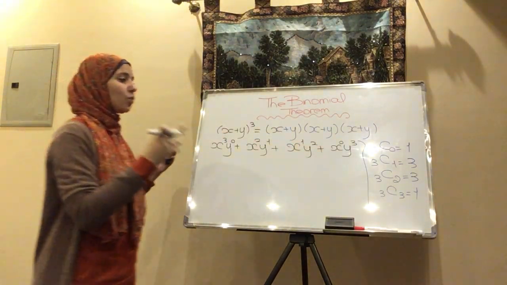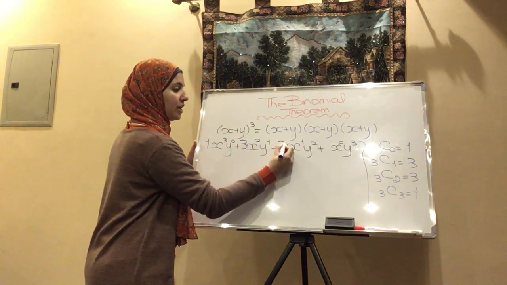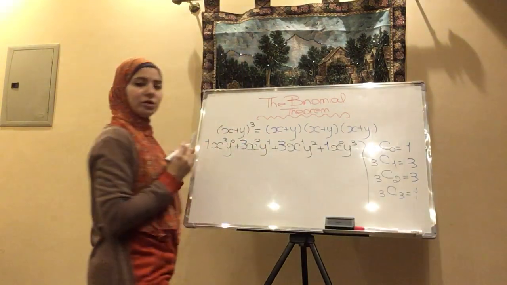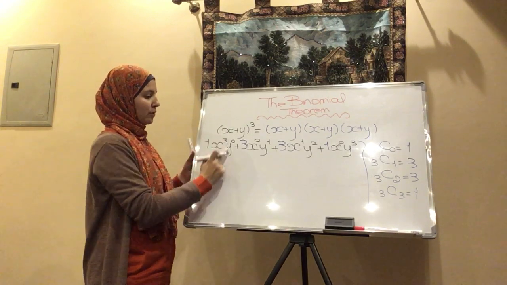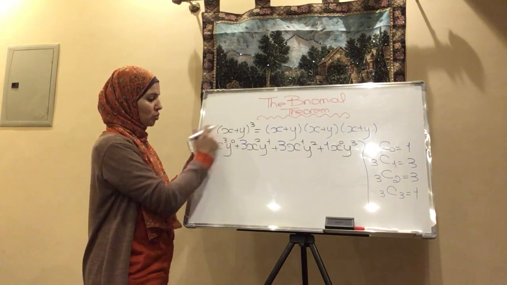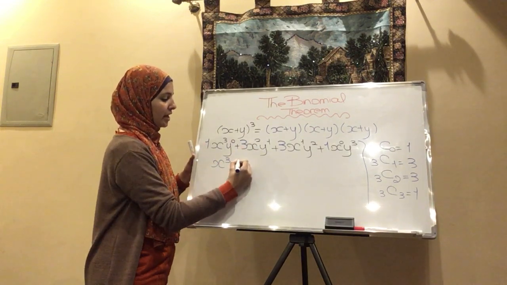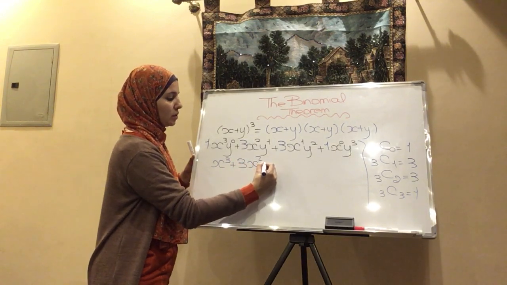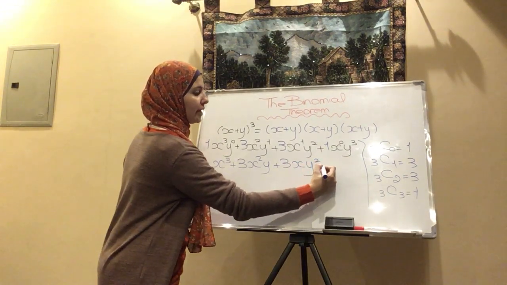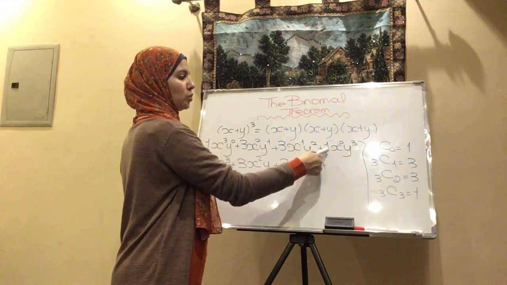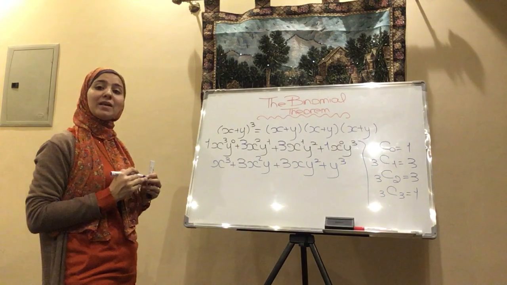Now what do I do next? I will just write these coefficients here. So this is 1, 3, 3, 1 in the same order. Now what do I do next? I simplify. So what is 1 times x to the power of 3 times y to the power of 0? Y to the power of 0 is 1, so what is left here? X to the power 3 plus 3x squared y plus 3x y squared plus x to the power of 0 is 1, 1 times 1 is 1, times y power 3 is y power 3. And that's the expanded form.